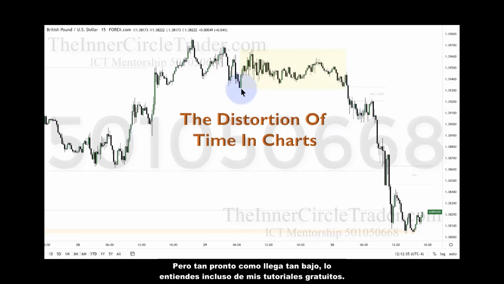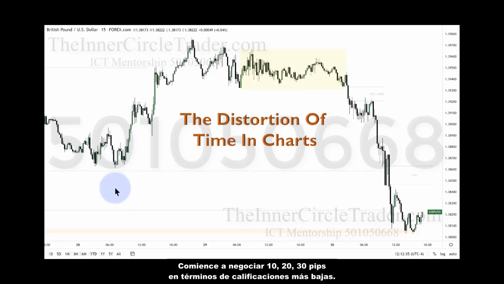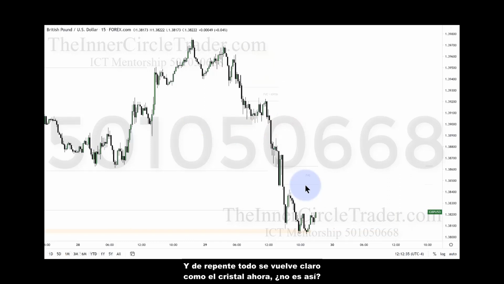But as soon as it breaks that low, you understand this even from my free tutorials. That's a shift in market structure. It's now going lower. So if it starts to break down, where does your eye go? Boom, right there. Relative equal lows, that's the pool of liquidity it's going to target. Just right there? No. Start doing 10, 20, 30 pips in terms of grades going lower. Now let's take all this data out in that distortion. Let's remove it from the chart. And suddenly everything becomes crystal clear now, doesn't it?